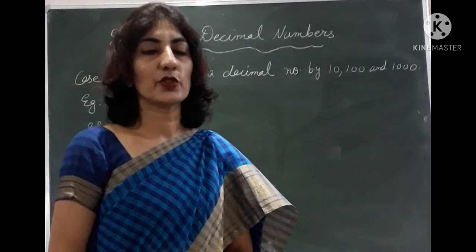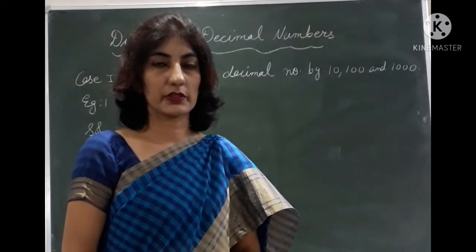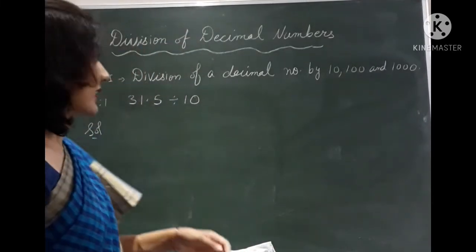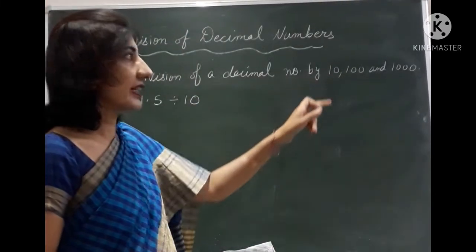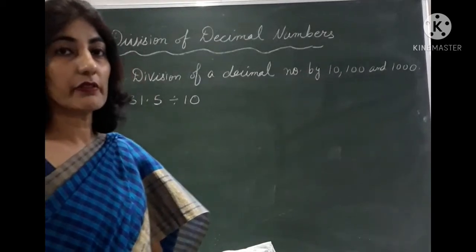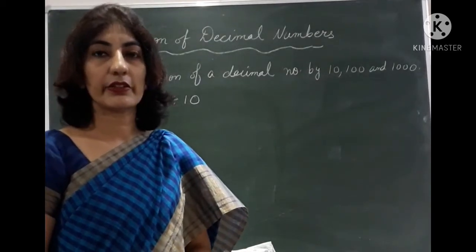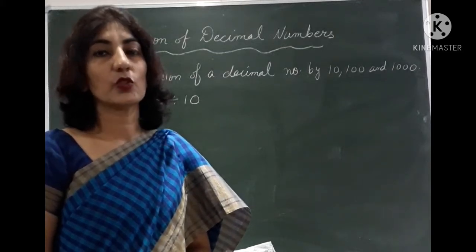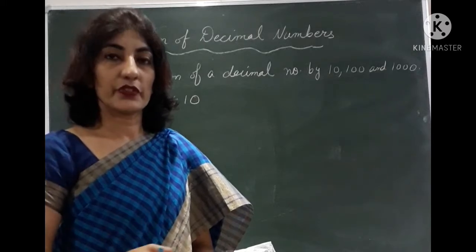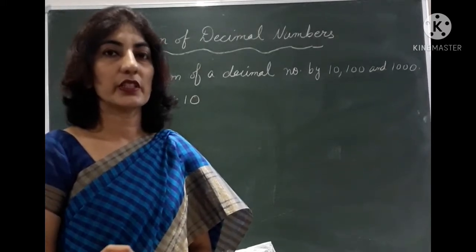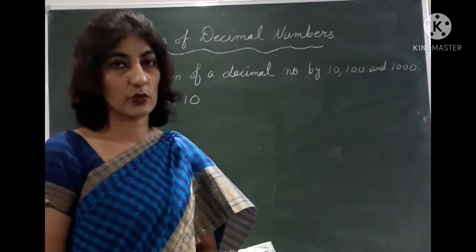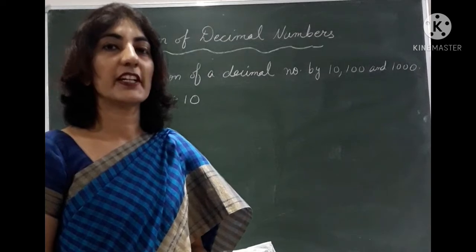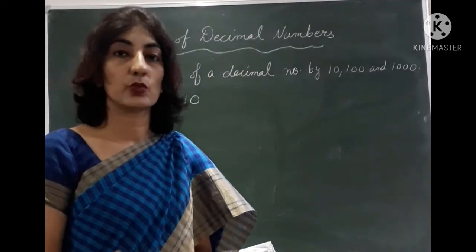Next topic which we are going to start today is division of decimal numbers. Earlier we have done multiplication of decimal numbers, now division of decimal numbers. Case 1 is division of a decimal number by 10, 100 and 1000. Like we were multiplying a decimal number by 10, 100 or 1000, we were shifting the decimal to the right as many places as there were zeros. If it was 10, we shifted one place to the right because 1 zero was there. If it was 100, we shifted 2 places to the right and so on. But in division, it is the opposite. As many zeros are there, we have to shift the decimal that many places to the left.